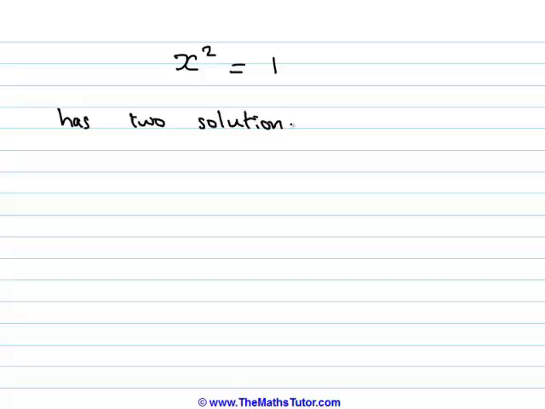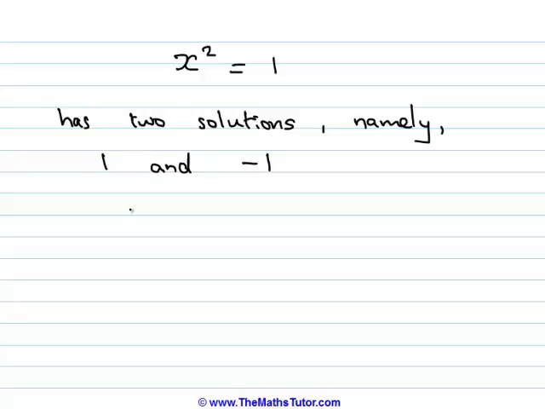So 1 and minus 1 are the only numbers whose squares are equal to 1. So the equation x squared equals 1 has two solutions, namely 1 and minus 1. These are the only two values of x that make this equation true.